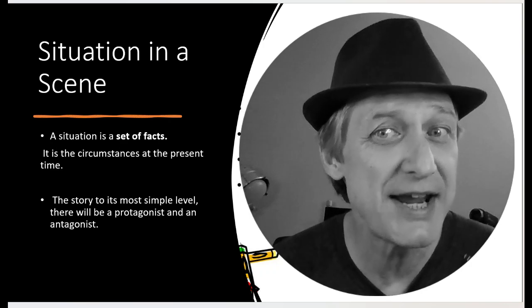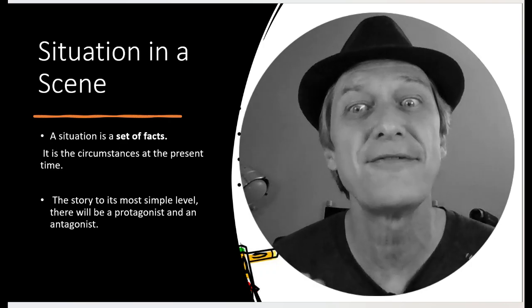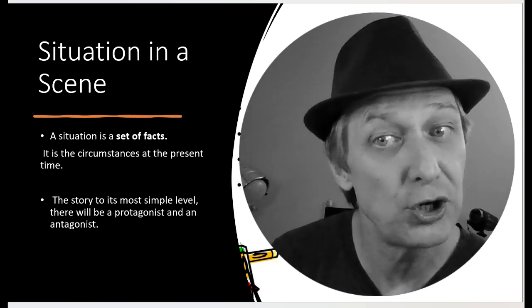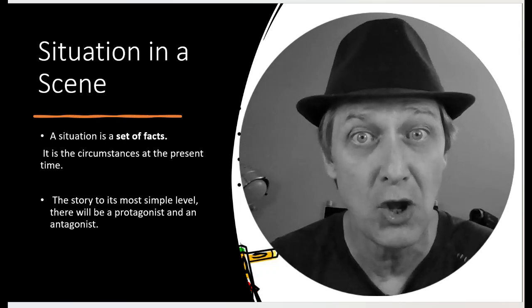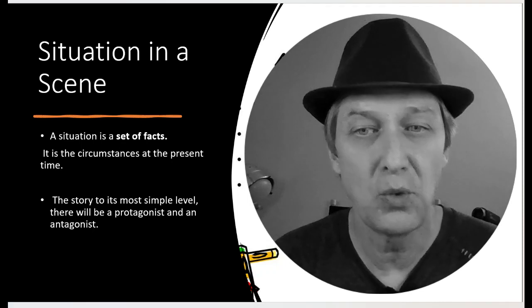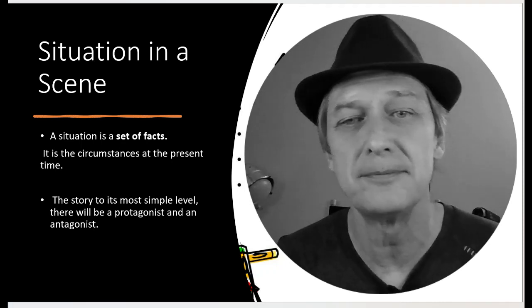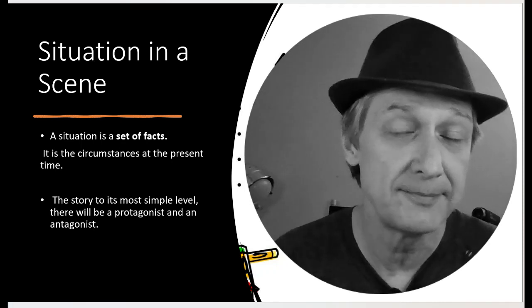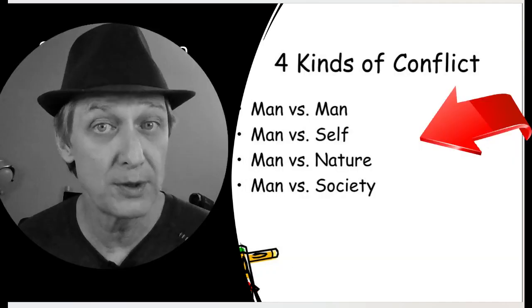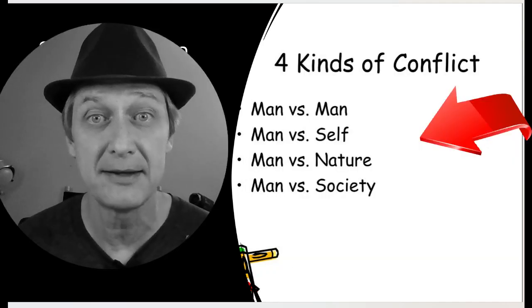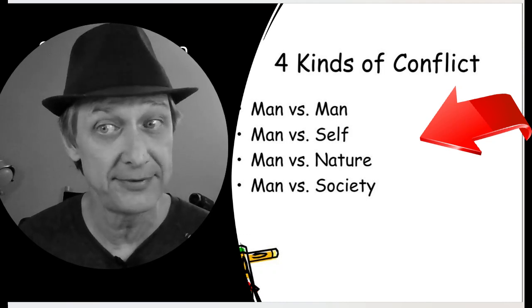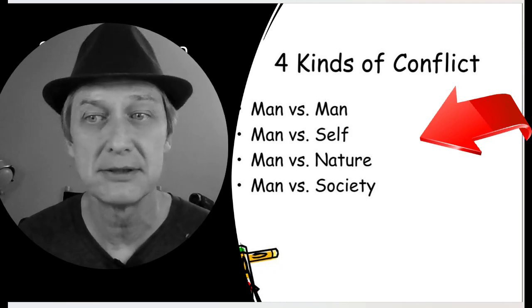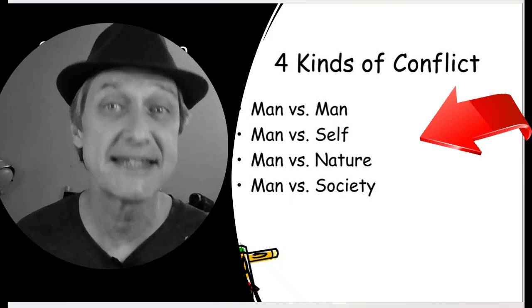What is a situation again? A situation is a set of facts. It's the circumstances at the present time or in the moment, what you're focusing on. The story, at its most simple level, will have a protagonist and an antagonist, because there are 4 types of conflicts in humanity: man versus man, man versus self, man versus nature, and man versus society.